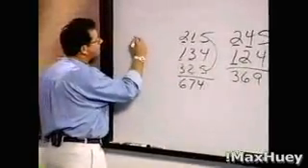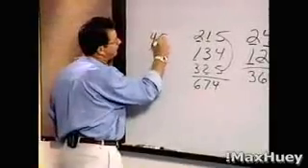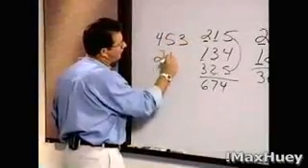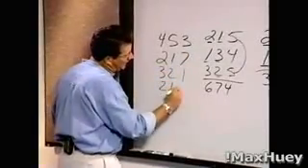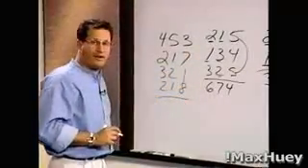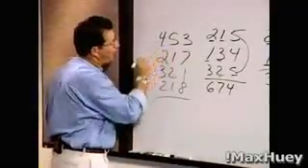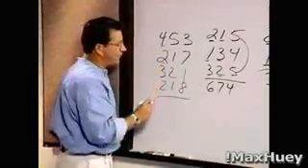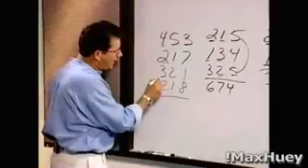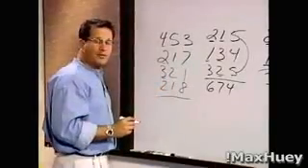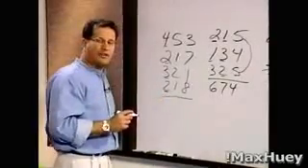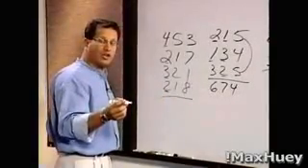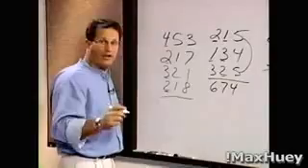Let's try one more. How about 453, 217, 321, and 218? All right, starting left to right. 400 plus 200 will give us 600. Add 300 more, and we get 900. Add 200 more. What's 900 plus 200? You should get 1,100.